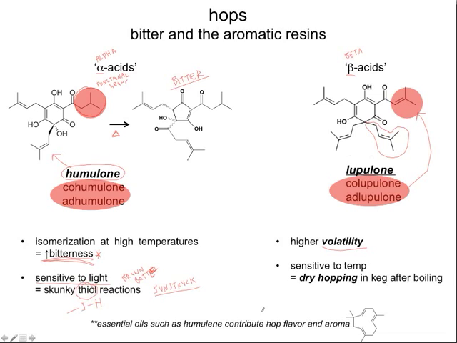So this allows us to bring up an interesting point, which is that frequently hops can be added during kegging after the fermentation and after the mash-in. This is called dry hopping. And we can add them at different stages. Suffice it to say that they're added at a stage that will prevent them from being destroyed by elevated temperatures.